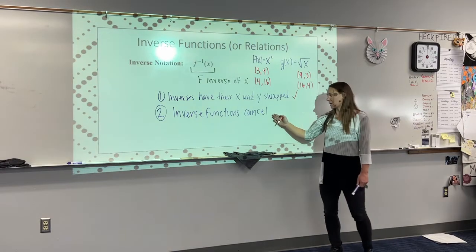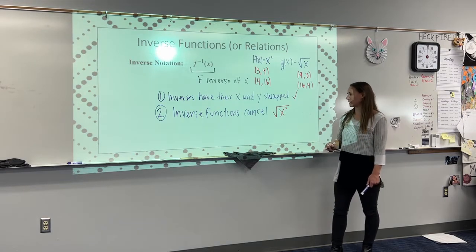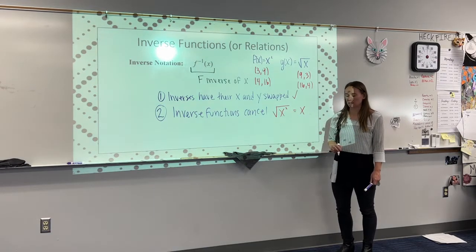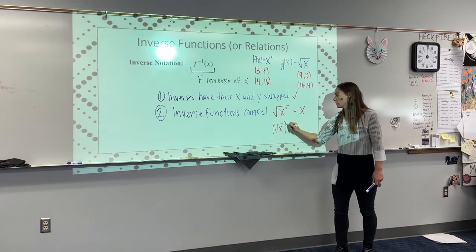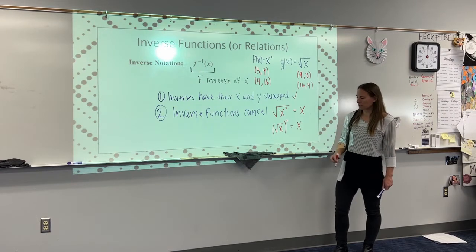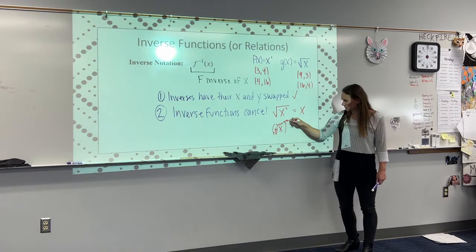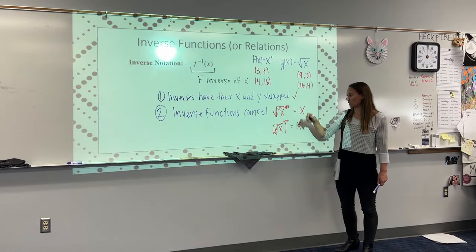The next thing is they cancel. If I look at the square root of x squared, what does that give you? x. It cancels out. The squared and the square root cancel. What if I had the square root of x, being squared? What do you get? x. They cancel out. A square root and a square, they disappear, and you're left with just the x.